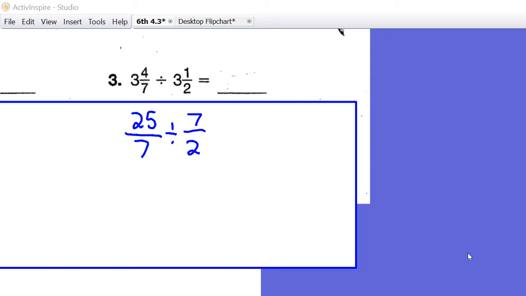The next step, after you have improper fractions, is to multiply by the reciprocal of 7/2, which is 2/7. Now I check for common factors. 7 and 25 don't share a factor. 7 and 2 don't share a factor, other than 1. So I can't simplify anything, which means I multiply my numerators. 25 times 2 is 50, and my denominators, 7 times 7 is 49.